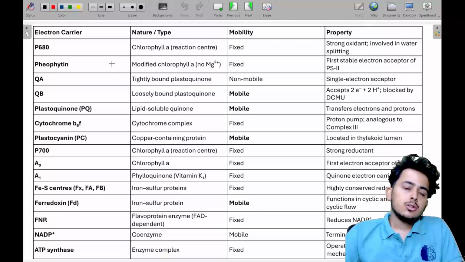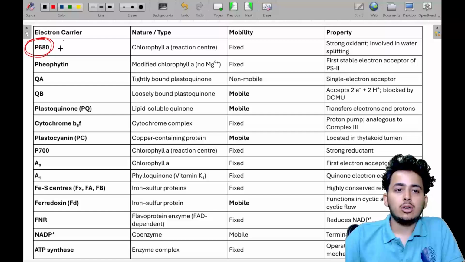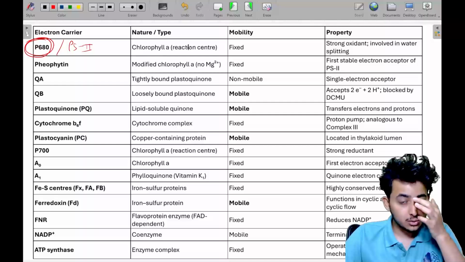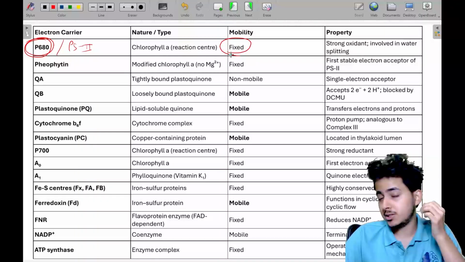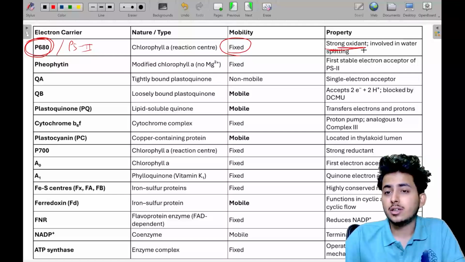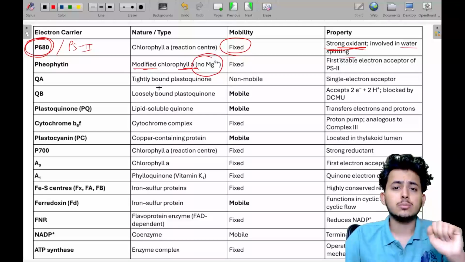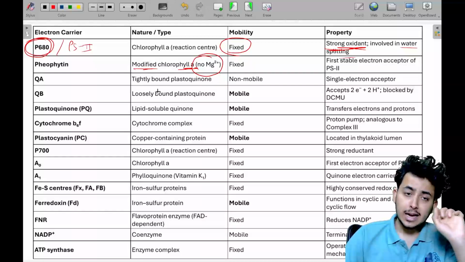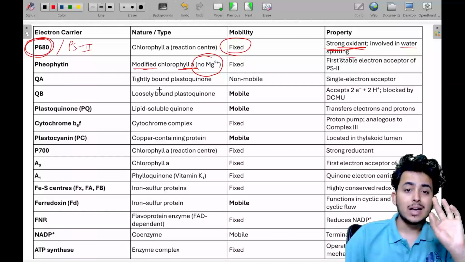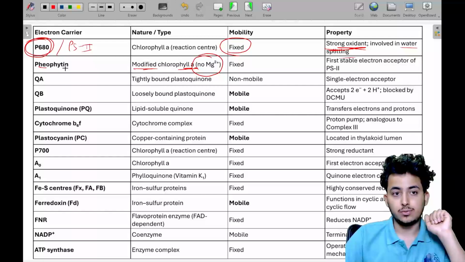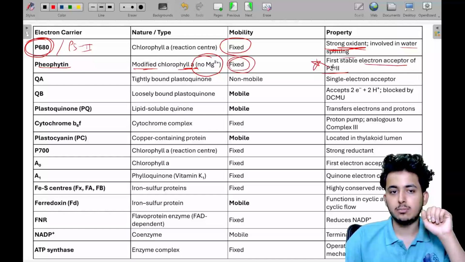Okay, so the P680, also called PS2, basically consists of chlorophyll A as a reaction center. It is fixed, it is not mobile. It is a strong oxidant involved in water splitting. Pheophytin is a modified chlorophyll A which has no magnesium. That is what I told you when I taught you plant pigments, that chlorophyll A minus magnesium is pheophytin. It is a fixed carrier and the first stable electron acceptor of PS2, very important.